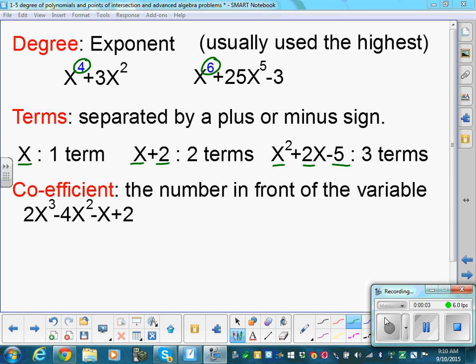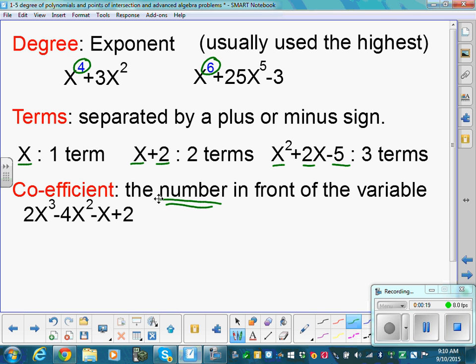Thank you. Okay, a coefficient, guys, is the number in front of the variable. And some of us still didn't know this yesterday when we were doing it. Coefficient means the number in front of the variable, not the variable. So the coefficient is the number in front of the variable.